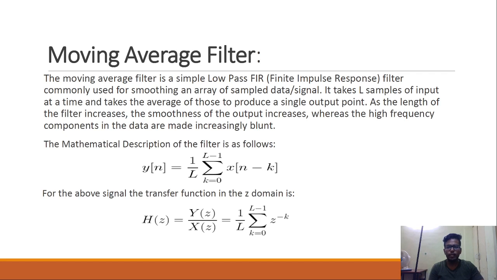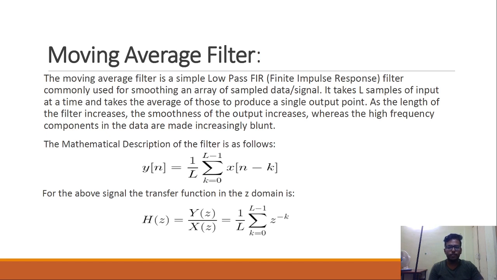The moving average filter is a simple low-pass FIR filter which is commonly used for smoothing array of sample data. It takes L samples of the input at a time and takes the average of those to produce a single output point. As the length of the filter increases, the smoothness of the output increases, but the high frequency components of the data are made increasingly blunt.